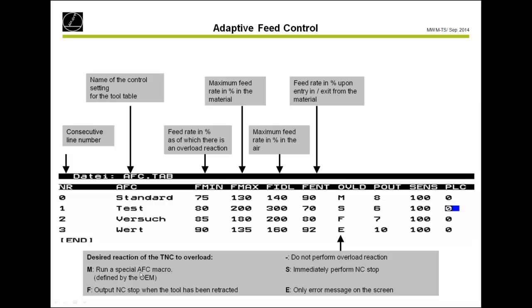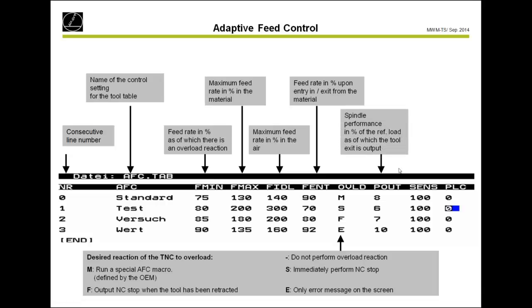So M is a special AFC macro, F is an NC stop, S is an immediately performed NC stop, and E is only an error message on the screen. There you can define what the control should do when it is not possible to go with the feed rate lower to reach the learned spindle speed, as we define in the F minimum column.